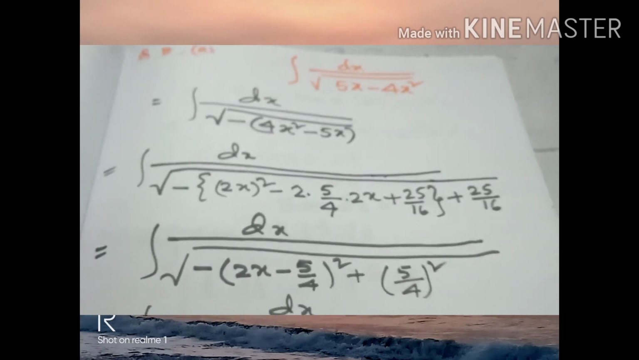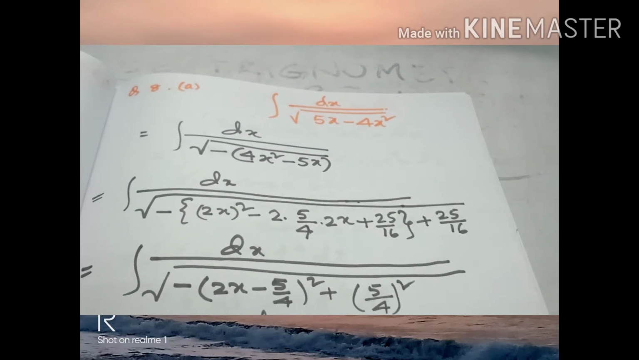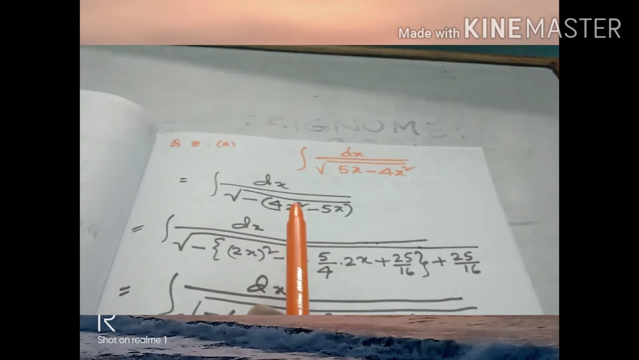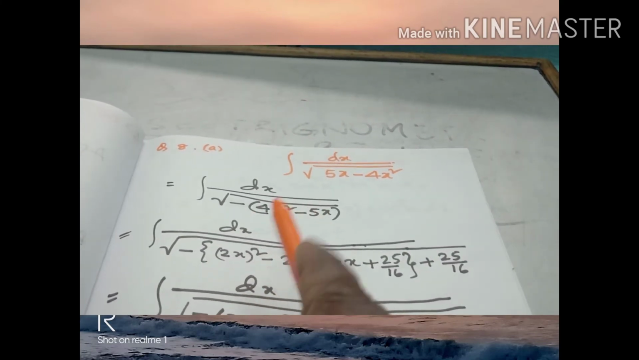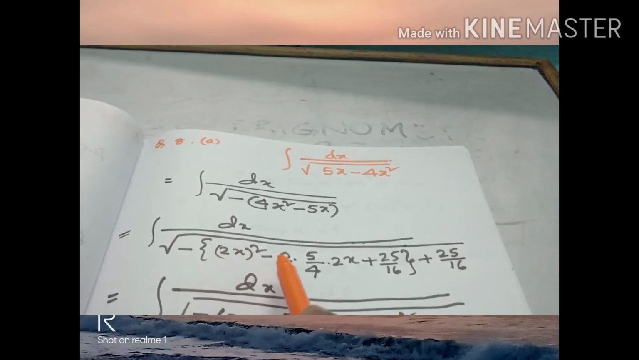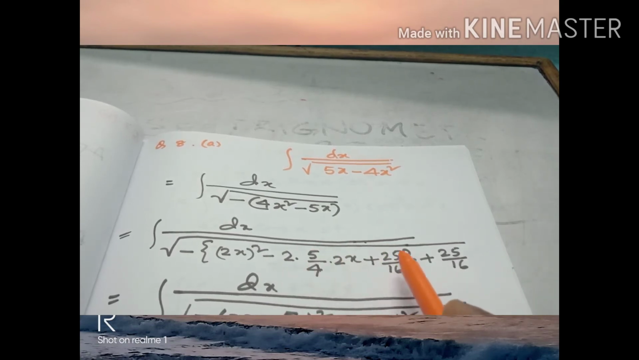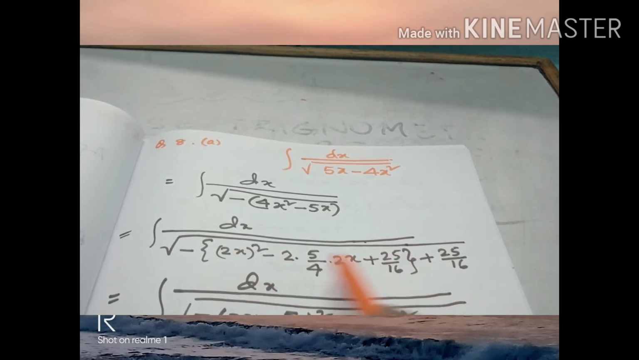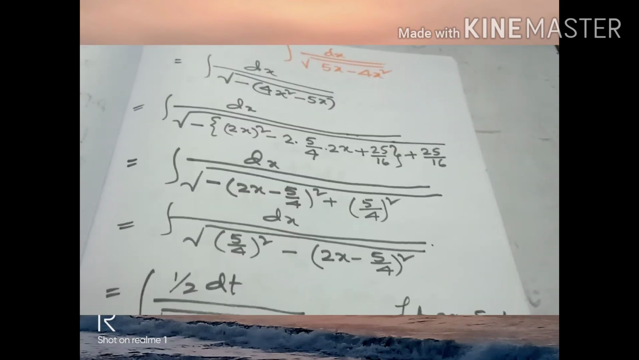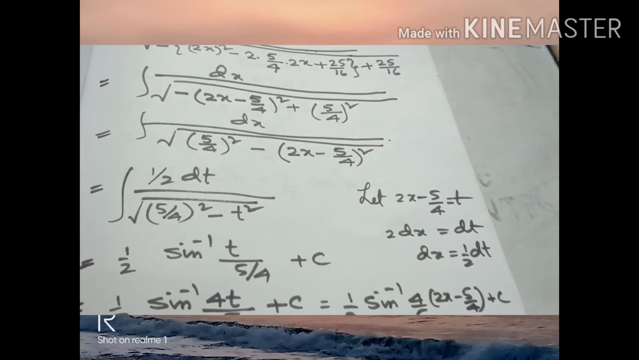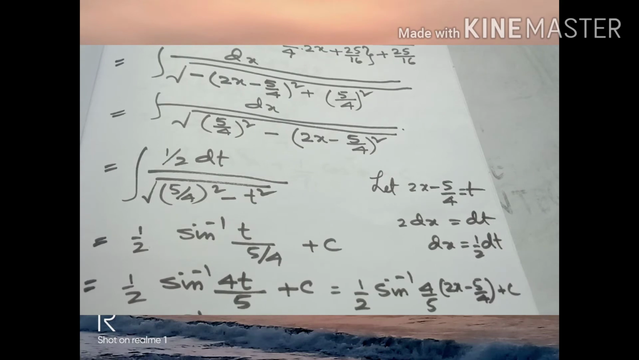Question number 8a is a quick question of integration, making it a perfect square. Taking minus common, we get 4x square minus 5x. So 4x square is 2x whole square, multiplied by 2 and 5 by 4 into 2x. So b is 5 by 4, so 25 by 16. We are adding 25 by 16 here. Actually minus, because minus is outside. So here plus 25 by 16. So it comes in this form. Now substituting 2x minus 5 by 4 equal to t, so dx is 1 by 2 dt.